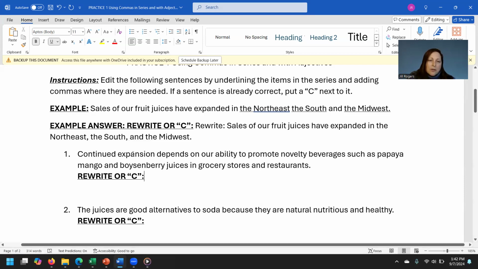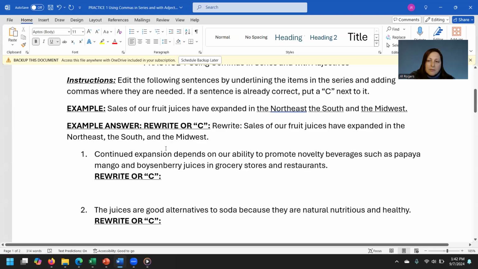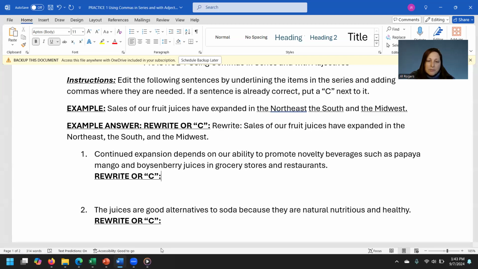So when you answer the questions, first read it, right? And then underline those things listed in the first sentence. And then if you have to rewrite it, please write it here. If you don't have to rewrite it, just write C. Okay, so you have 10 of those.